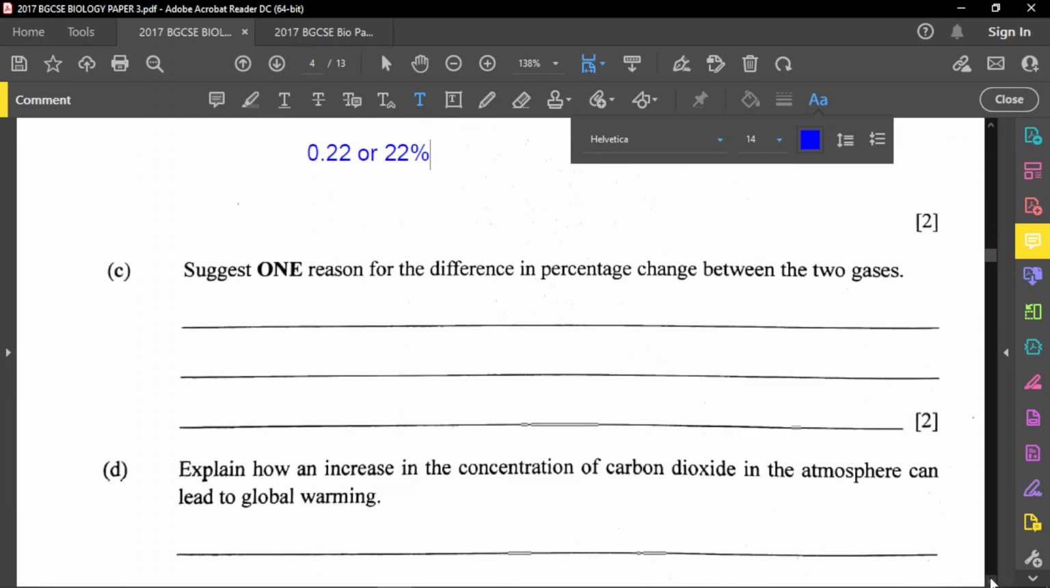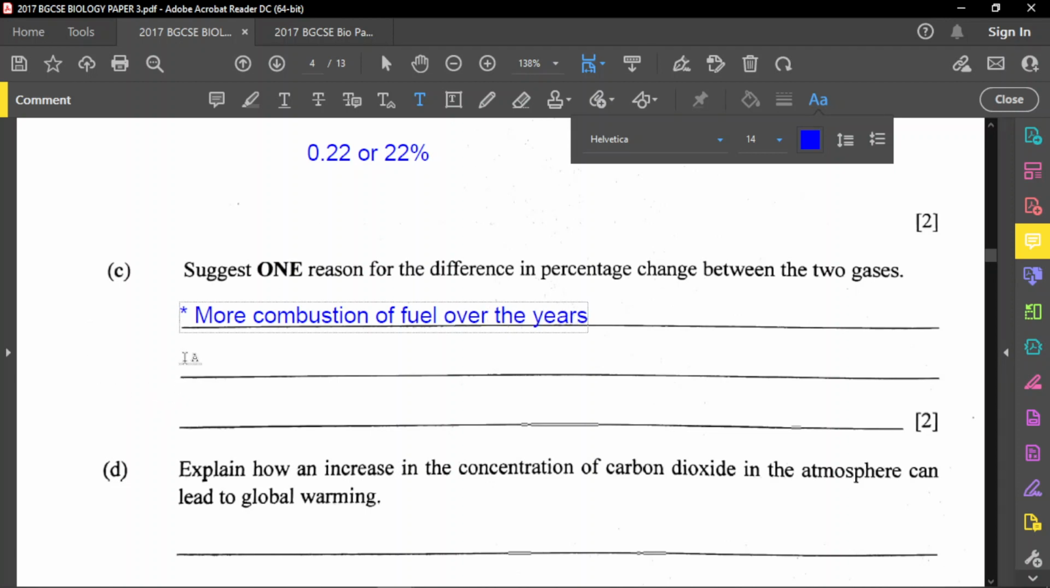All right, so for part C now, it says state one reason for the difference in percentage change between the two gases. So what is one reason why there's a difference in percentage change between the two gases? One is carbon dioxide, one is nitrous oxide. Because you have a greater amount of carbon dioxide, what caused the difference here is simply that you could have more combustion of fuel. Because when you combust fuel, you get a great deal of carbon dioxide. So you have more combustion of fossil fuel over the years. So that could be a reason right there.